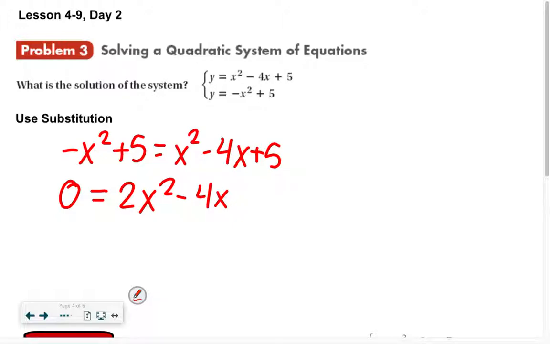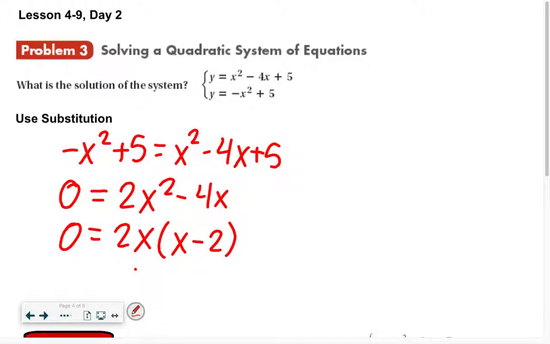Can I take anything out of those two? 2x. So if I pull a 2x out, what am I left with here? X minus 2. Same thing from yesterday. I have two solutions. My first one, if 0 equals 2x, what's x here? 0. So x is 0. And x is 2 if you set x minus 2 equal to 0.